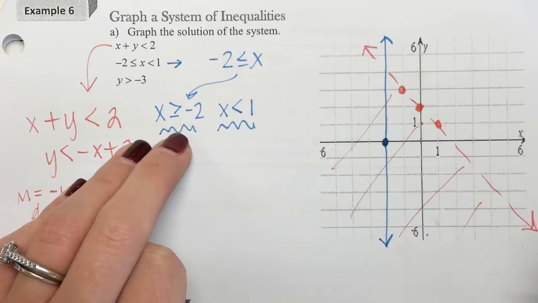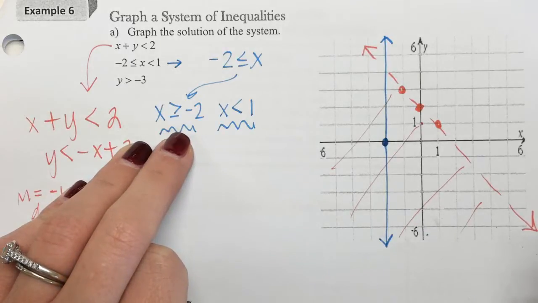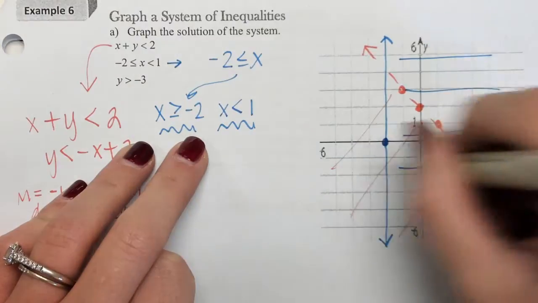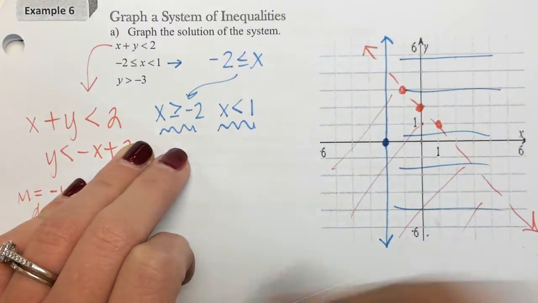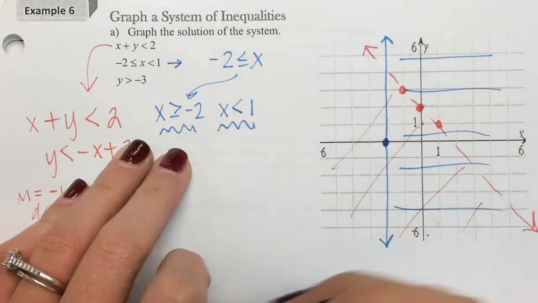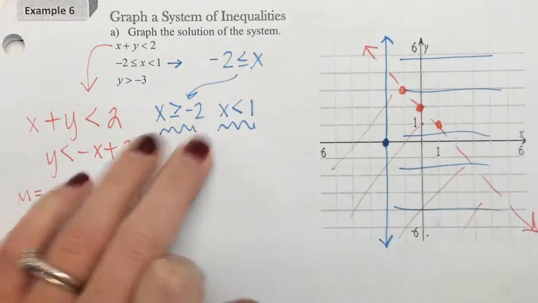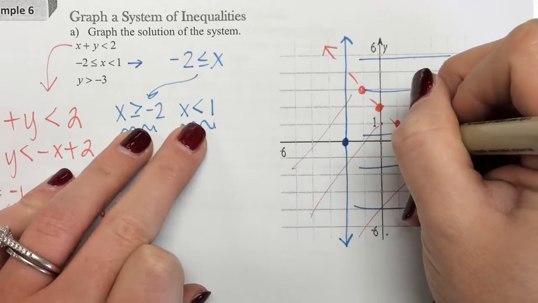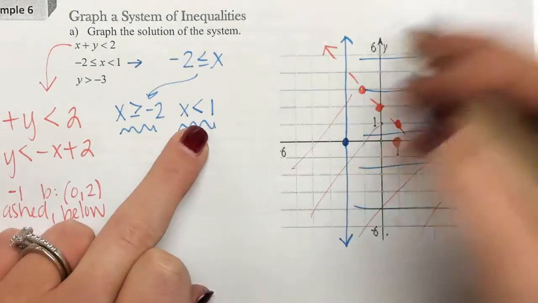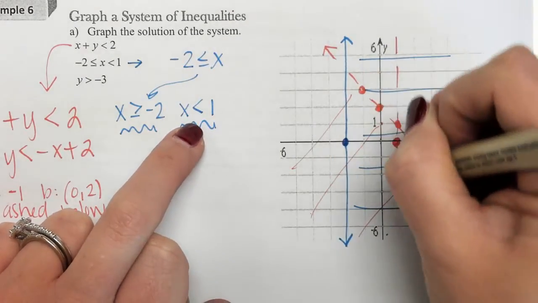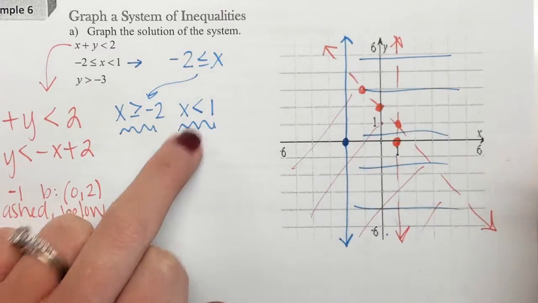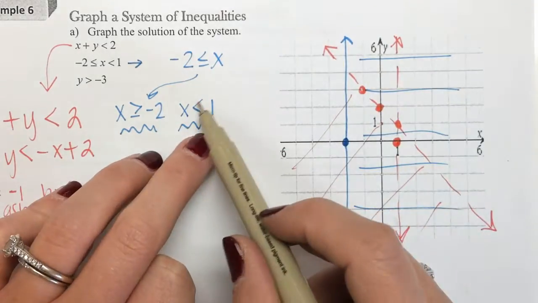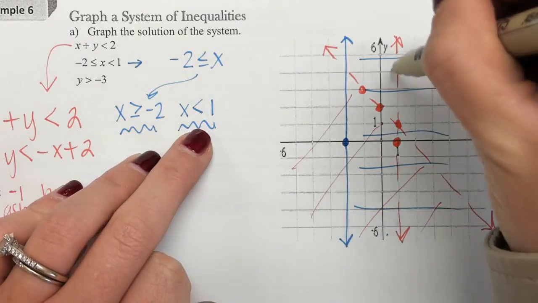Alright, which way do I shade? To the right or to the left? Good, that's which way it's pointing. That's which way we shade. Alright, the next one I'm going to draw a dot at 1 on the x-axis. That's here. Solid or dashed line? This one. Dashed. And shade to the left or to the right? Which way is this arrow pointing? Left. Good.